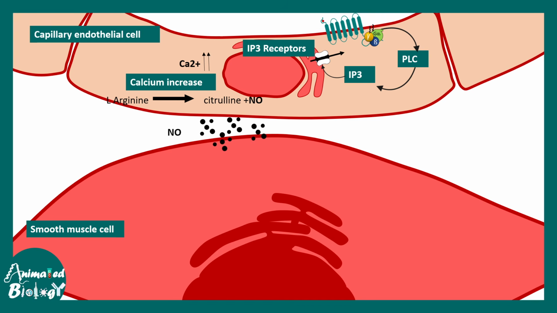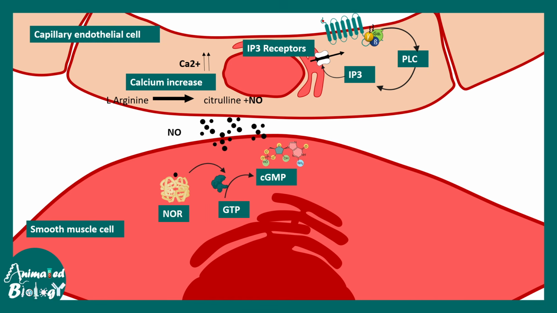diffuse to the smooth muscle cell, and this nitric oxide gets recognized by a nitric oxide receptor. This nitric oxide receptor eventually converts GTP into cyclic GMP by the activation of guanylyl cyclase. Now the cyclic GMP activates a protein kinase, like protein kinase G. Remember, cyclic AMP activates protein kinase A. This protein kinase G can now phosphorylate several downstream targets.